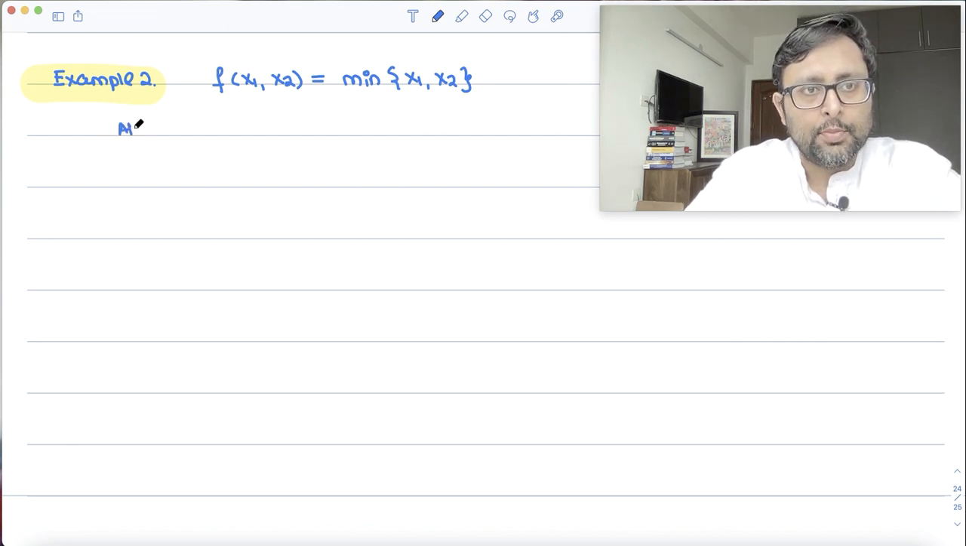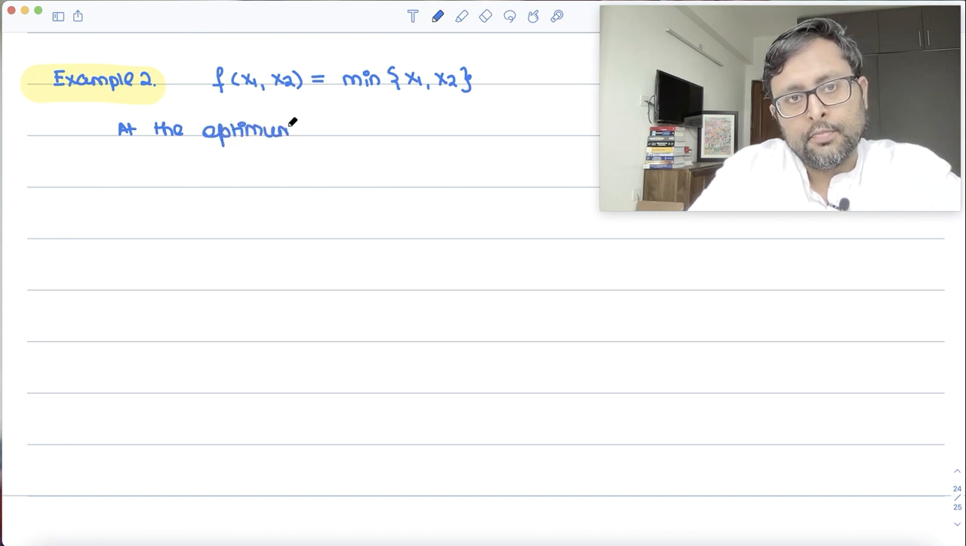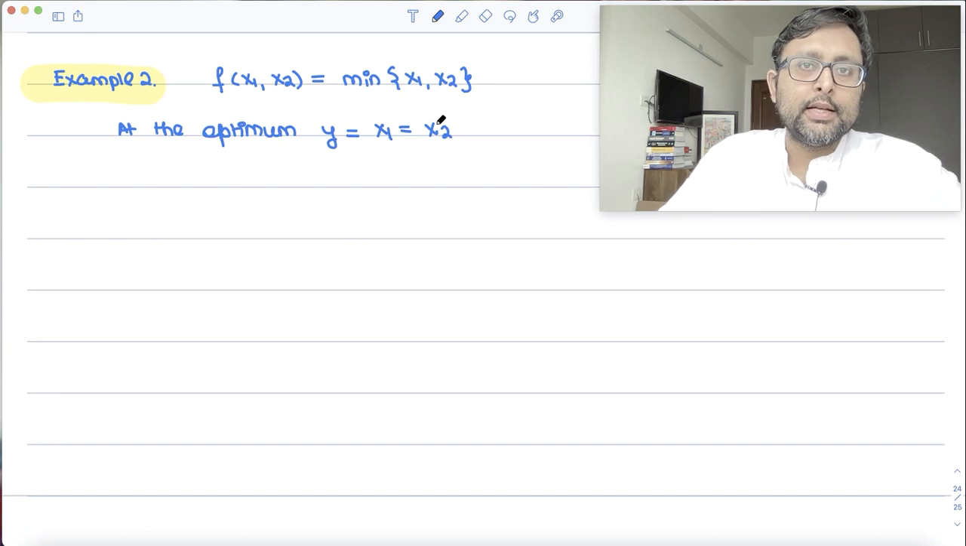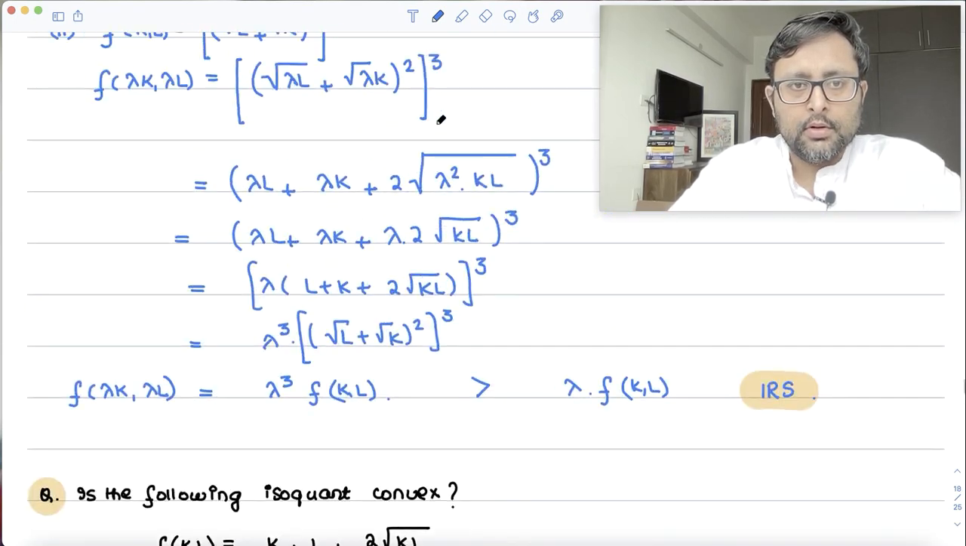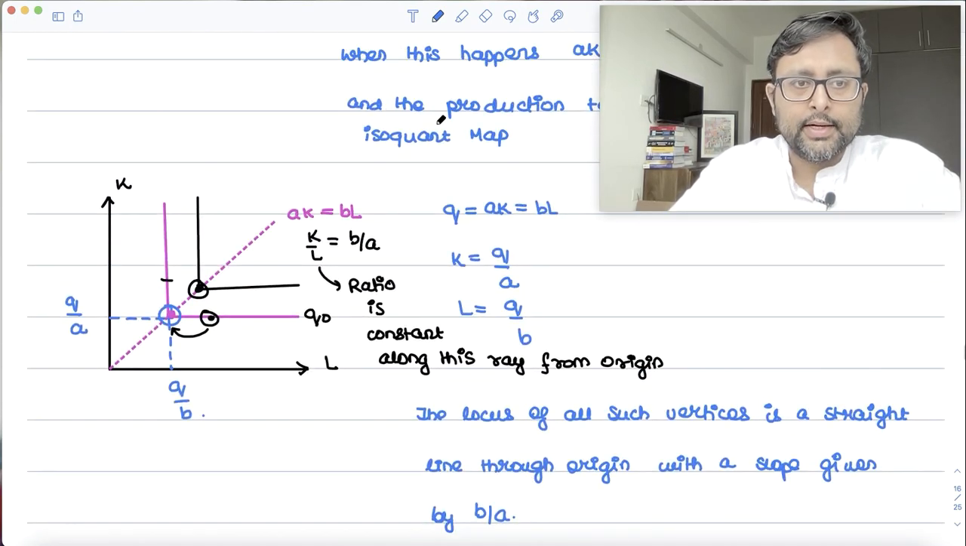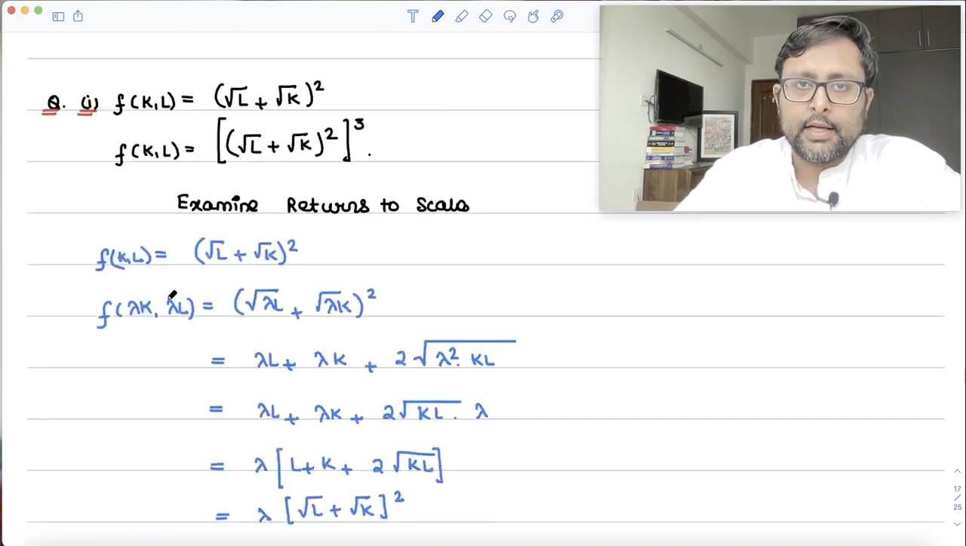So at the optimum, y is equal to x1 is equal to x2. You will be producing at the kink now. So I hope this is clear. I think in one of the recordings, as I remember, I did this for this production function. So in the earlier recordings of the production theory, you could have a look at this. So you'll be producing at the kink, right?